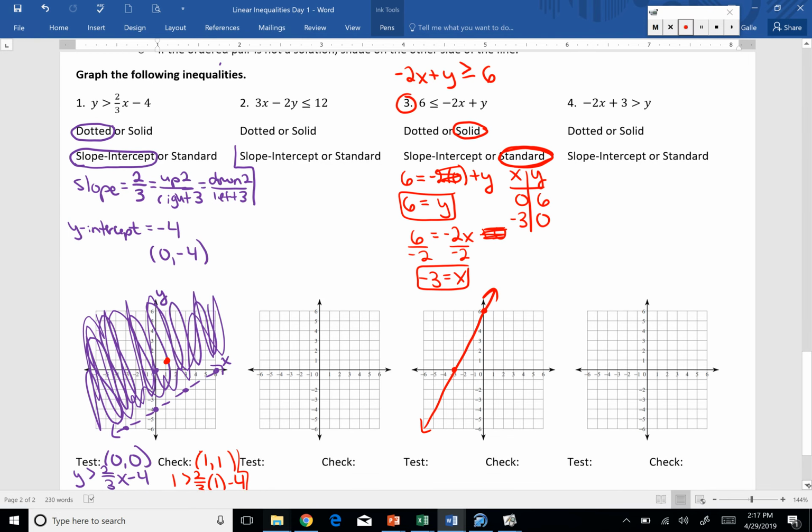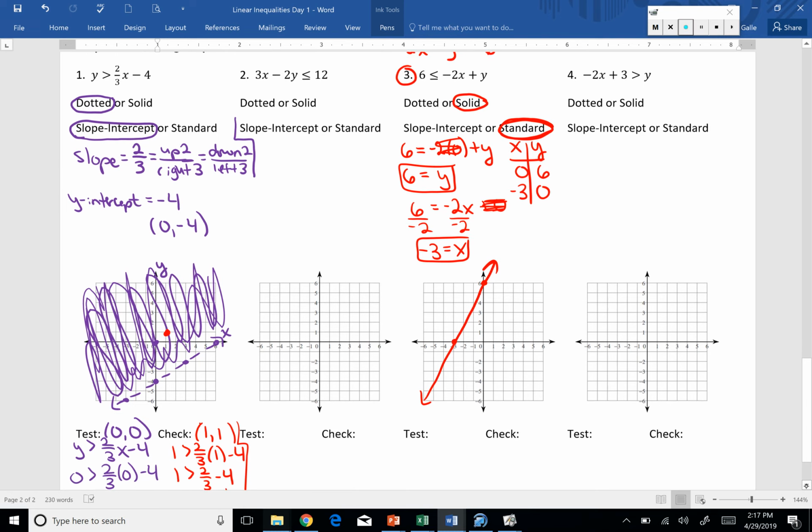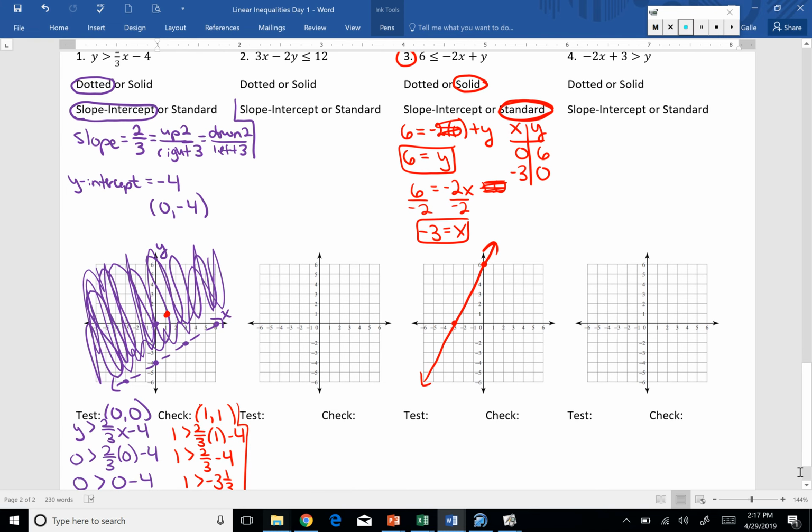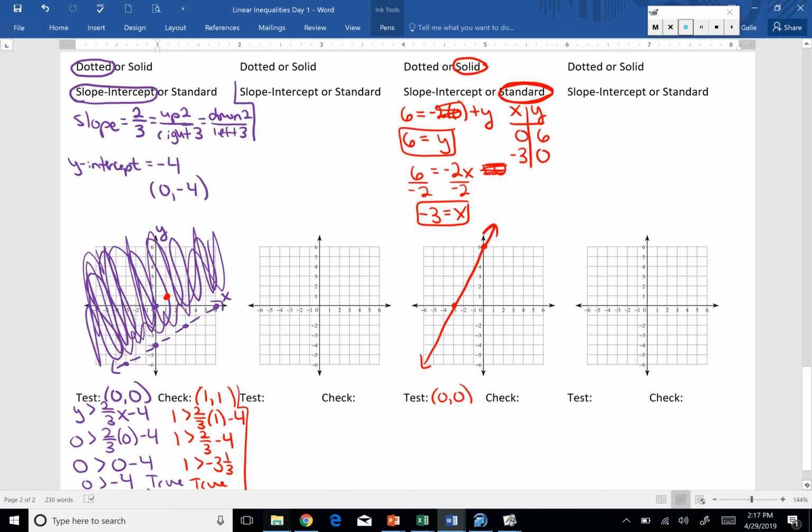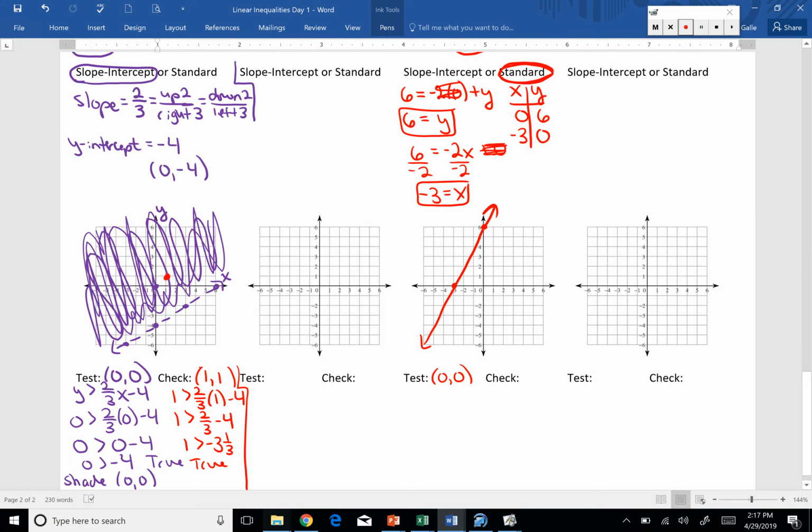All right. Easiest point in the world to test? 0, 0. Easiest point, they don't get any easier. The only time you can't use it, though, is if our boundary line would happen to go through that point. Because if the boundary line goes through it, it's not going to help me figure out if I shade above or below that line. So you'd have to pick something else.